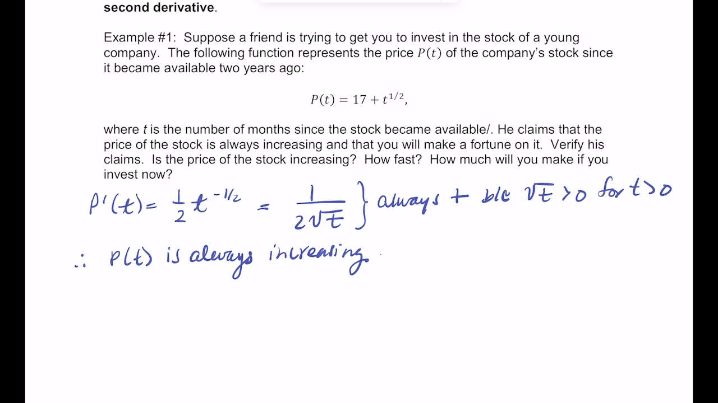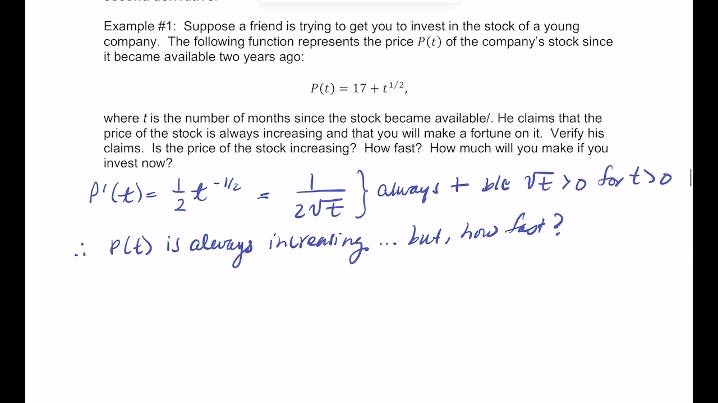But how fast is it increasing? Because your friend claims the stock is always increasing and you'll make a fortune on it. So I would want to know how fast. You can have a function increase, but it can increase at a very small amount. So in the case of money, you wouldn't make that much money, as this person claims.